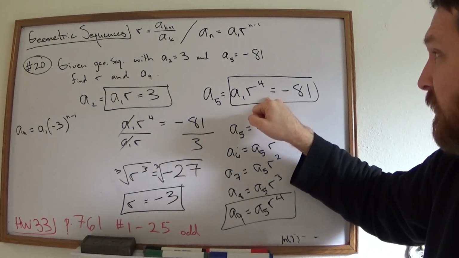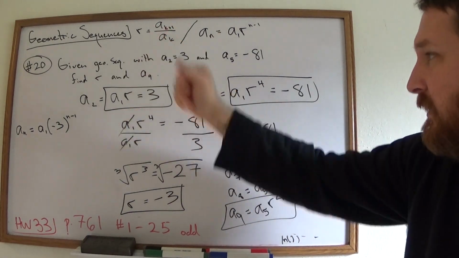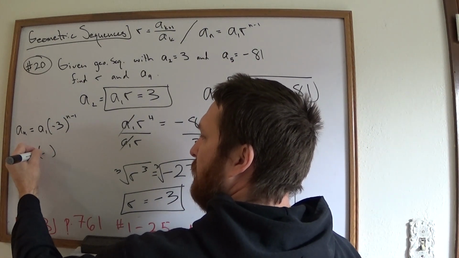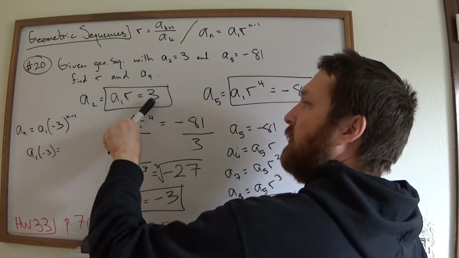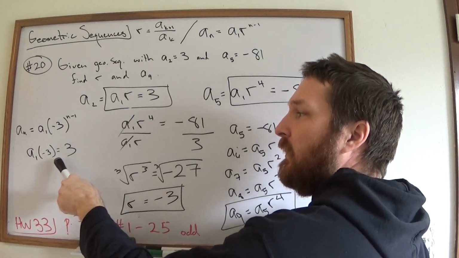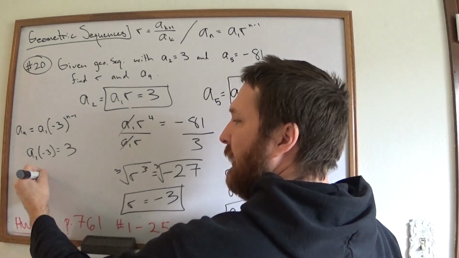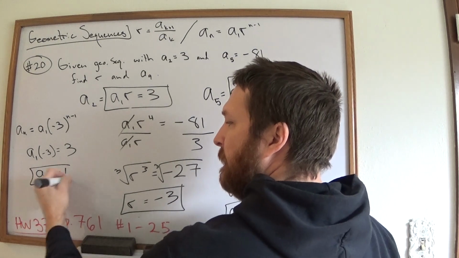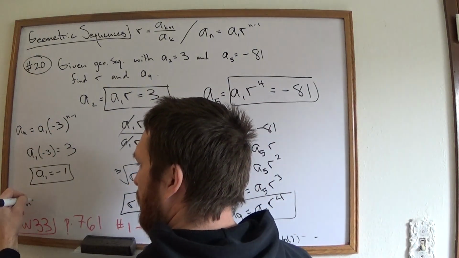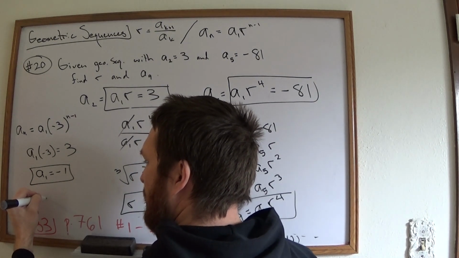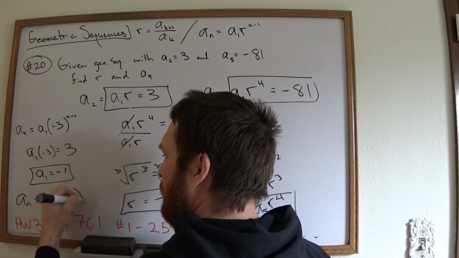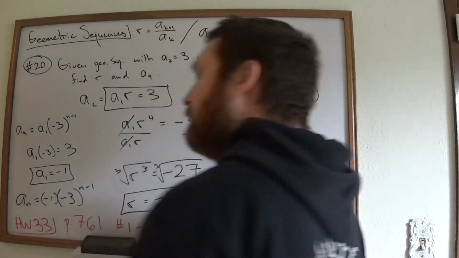Life will be a little bit harder if you do it that way, but if you do it right there, life is easy. And so I'm going to say a1 times r, which we know is negative 3, is equal to 3. So I just took this and plugged them into here. And lo and behold, I get that a1 is equal to negative 1. And so now I have my general formula, which I could just write as negative 1 times negative 3 to the n minus 1. Right there.